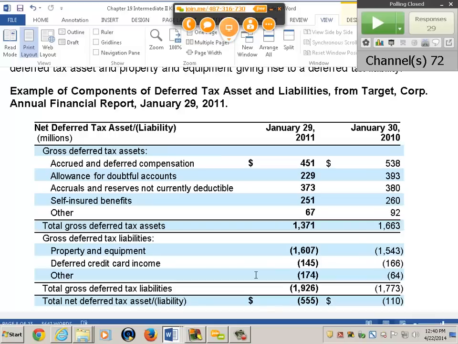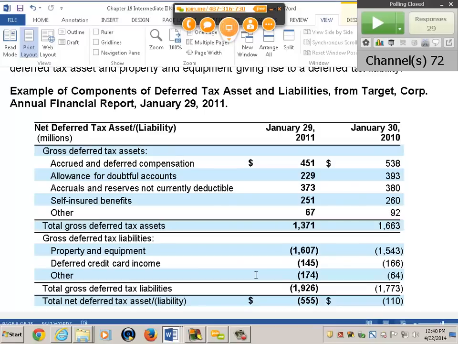It's got to be depreciation. It's got to be that I'm taking accelerated deductions now. I'm going to owe more in the future. How do I get a deferred liability for deferred credit card income? Now let's reason that out.